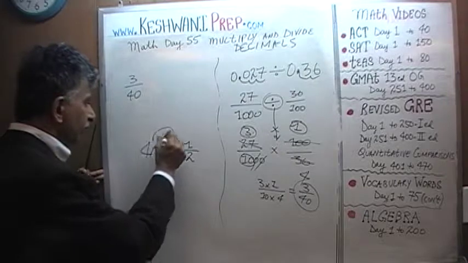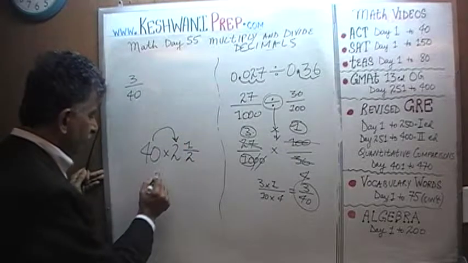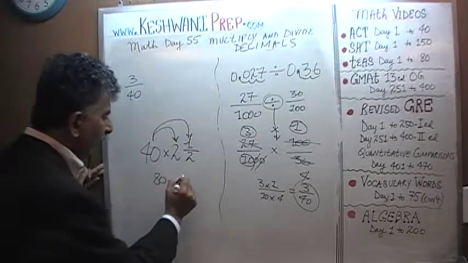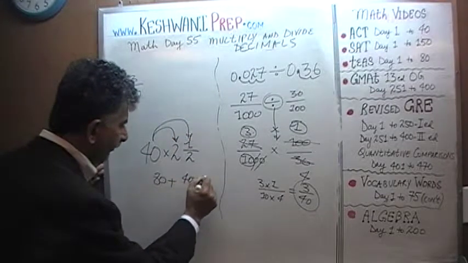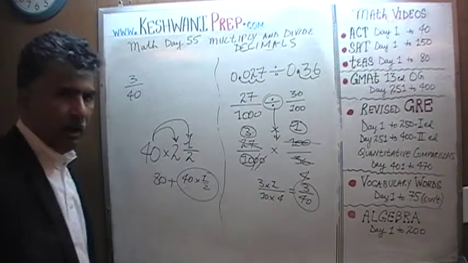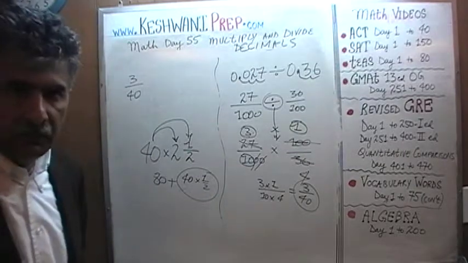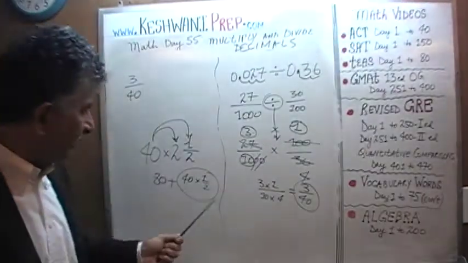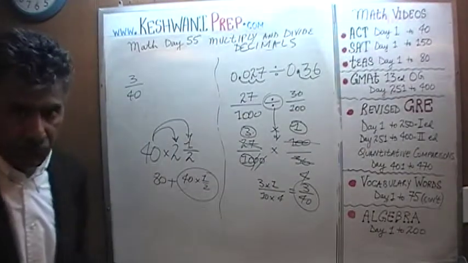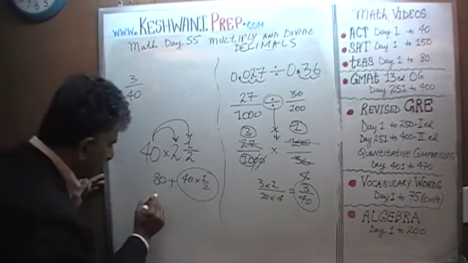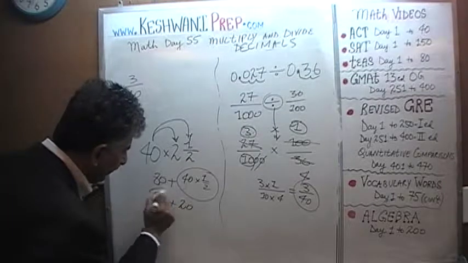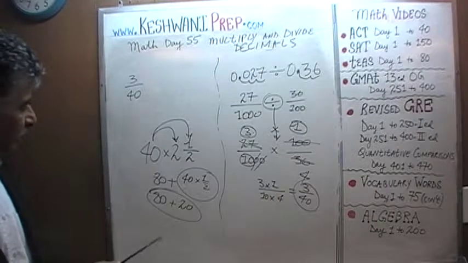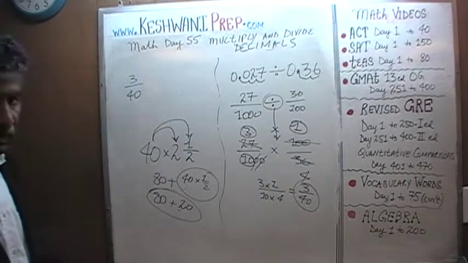Why? Because 40 times 2 is 80, plus 40 times half. How much do you have if you have 40 halves? Well, we know 2 halves make 1. 40 halves is the same as saying half of 40. Half of 40 is 20. So we end up with 80 plus 20. In other words, 40 times 2.5 is 80 plus 20, which is 100.